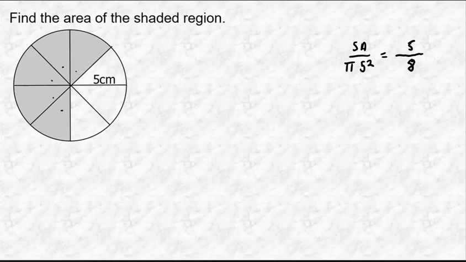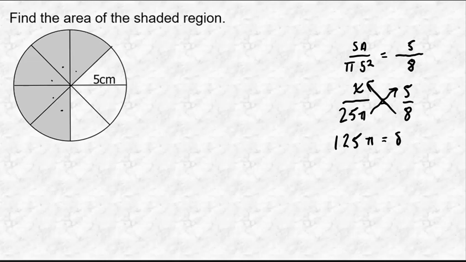Now, I am going to solve this. So I'm going to call that x, then I have 25 pi equal to 5 over 8. I'm going to cross multiply and solve just like I did before. So now I get 125 pi equals 8x, and I'm going to divide by 8. So x is equal to 125 pi over 8.